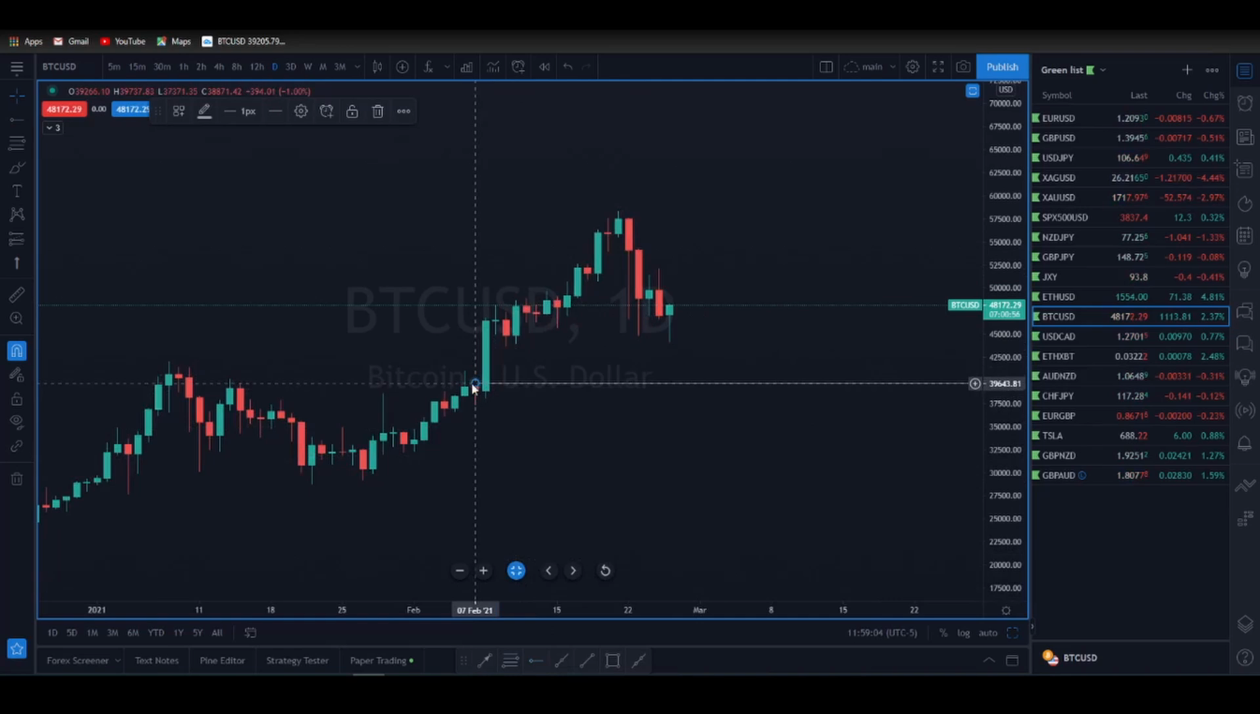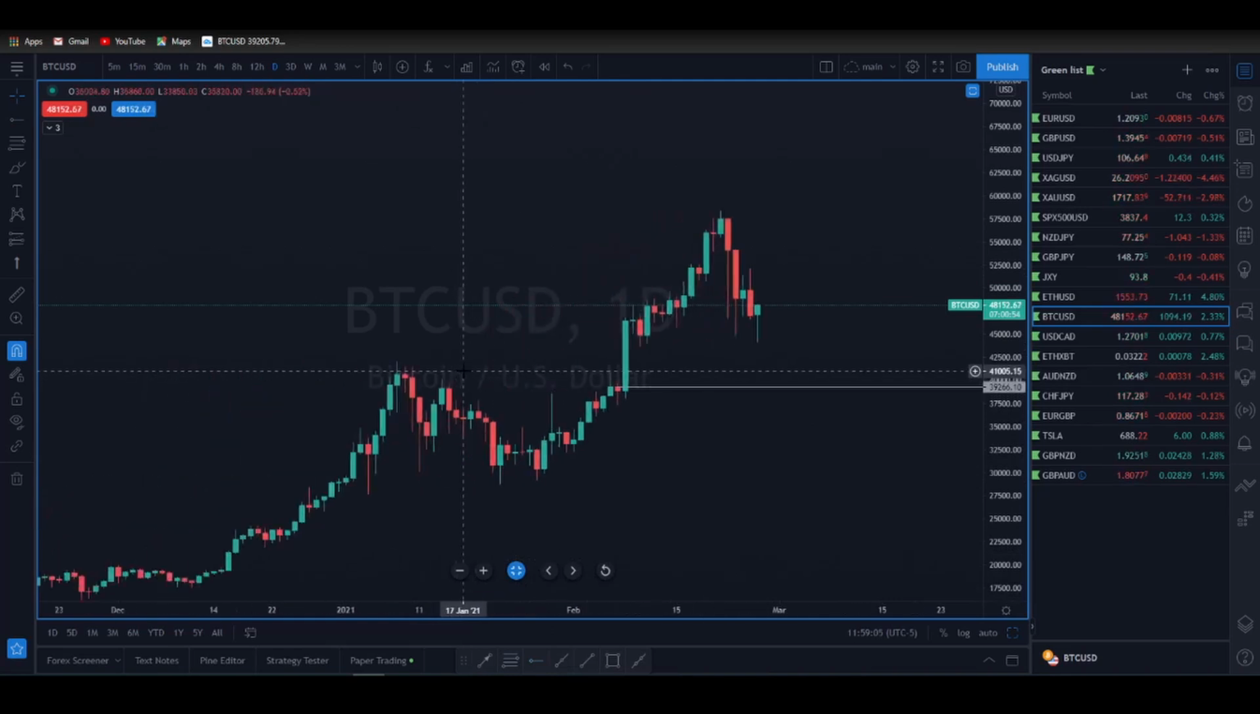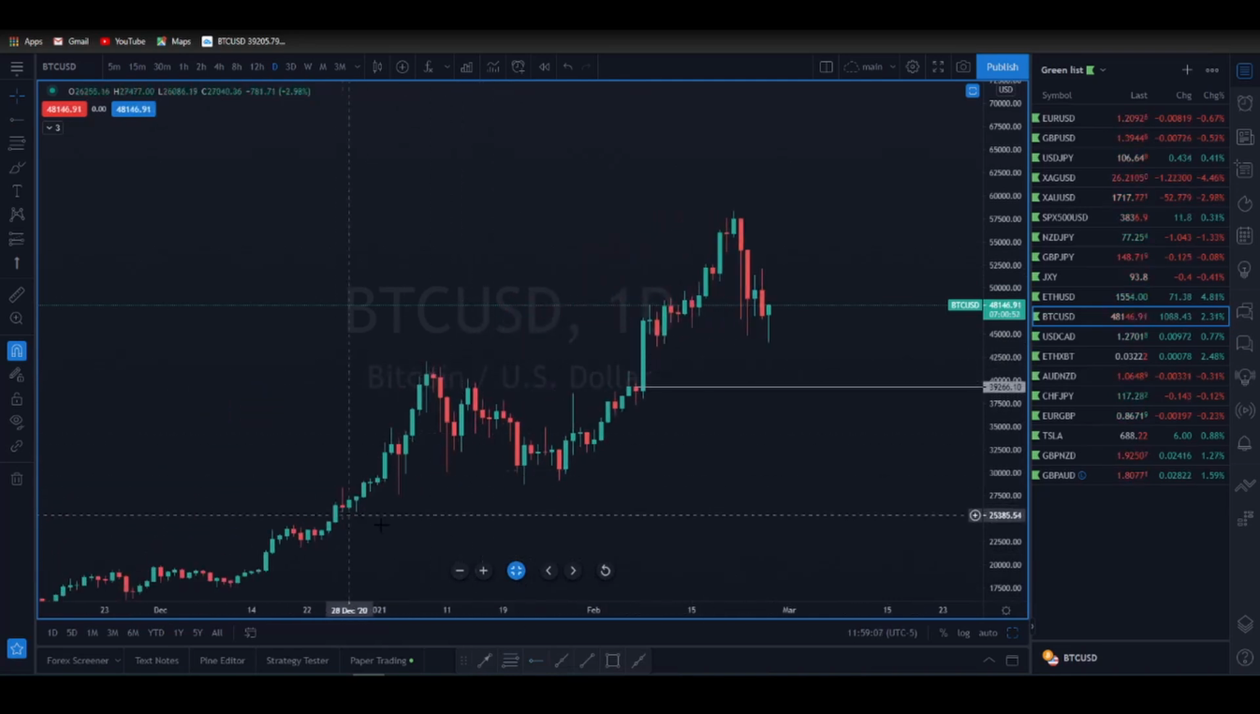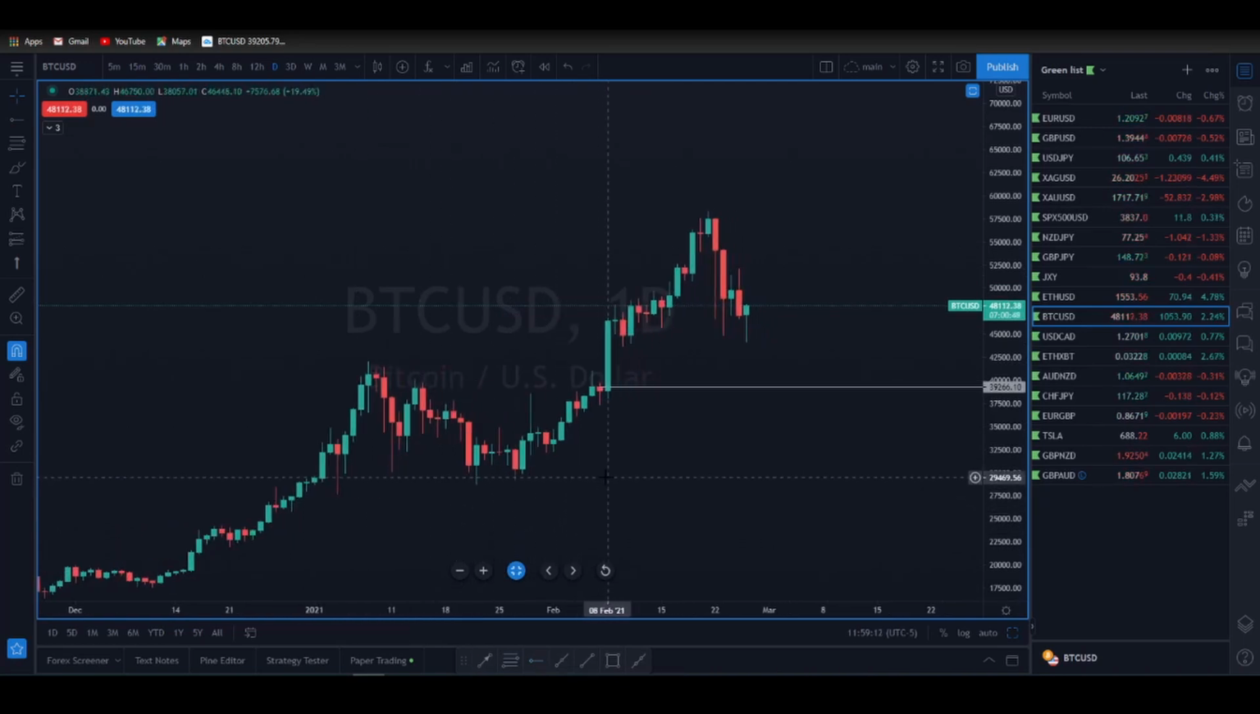I will be starting to reassess my position on Bitcoin if we start taking out these lows down here. If we start doing that, then something else is going on entirely, and I will reevaluate my positions.